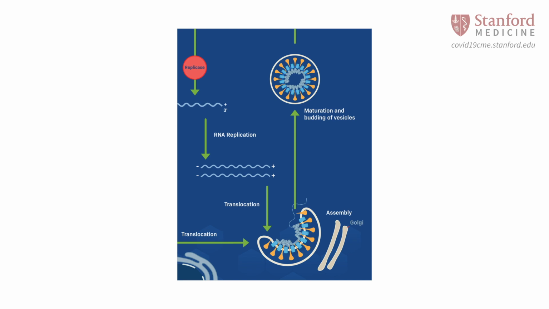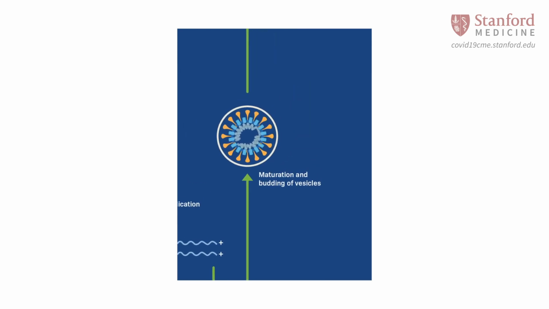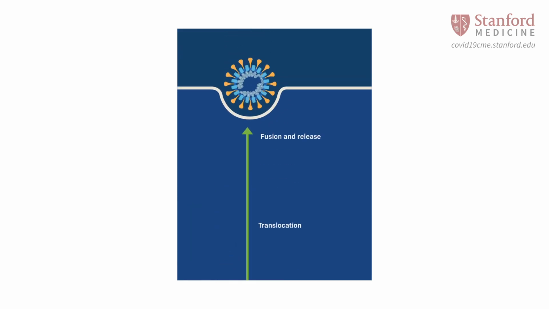In a final step, transmembrane proteins assemble around the nucleocapsids to pinch them off into new virions within the exocytic vesicles. These are then released from the cell upon exocytosis.